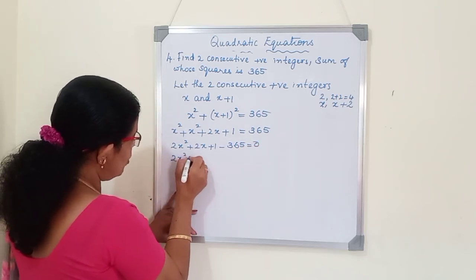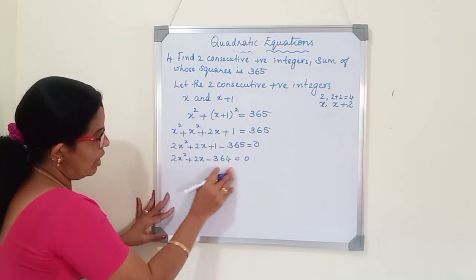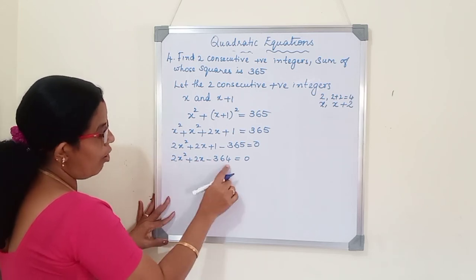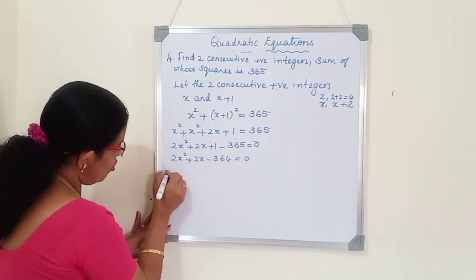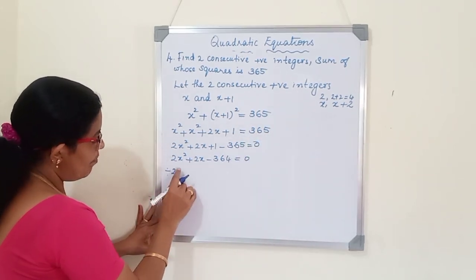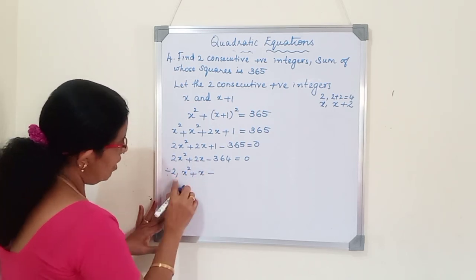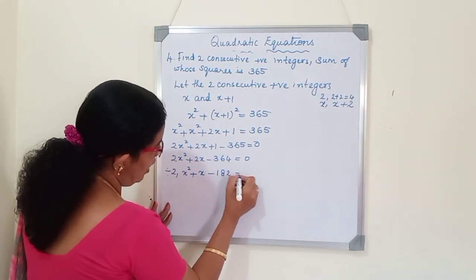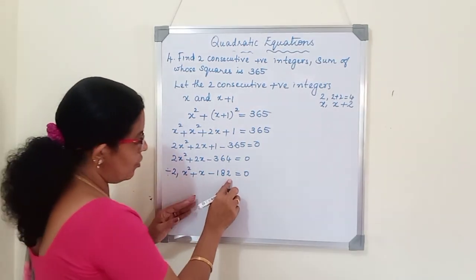2x square plus 2x minus 364 equals 0. When we get such an equation, we should see whether all the terms can be divisible by a common factor. Here 2, here also 2, here it's an even number. So throughout the equation we can divide by 2 so that factorization will be easy. When we divide by 2, we get x square, x, and 2 16s are 32, 2 8s are 16, 2 2s are 4... so 182 equals 0. Now the quadratic equation is x square plus x minus 182 equals 0.